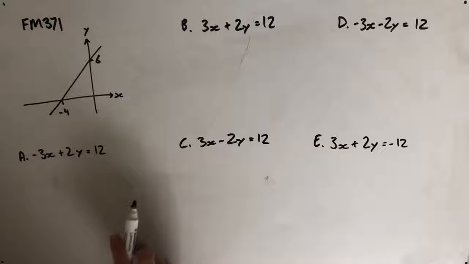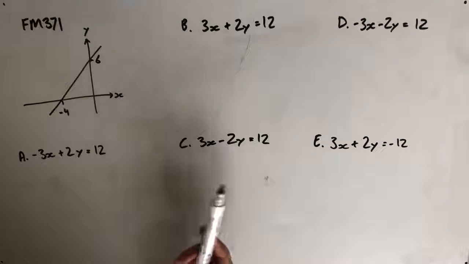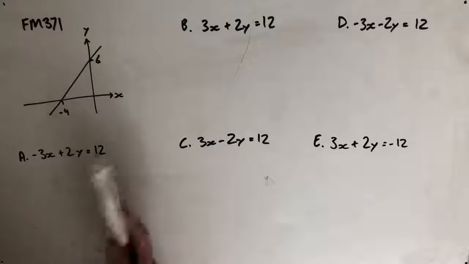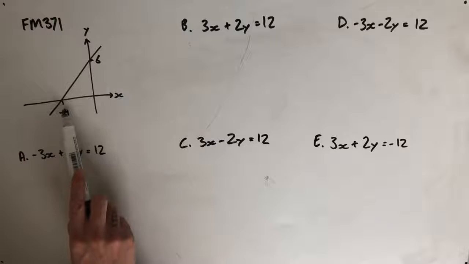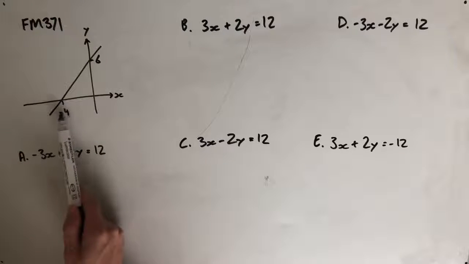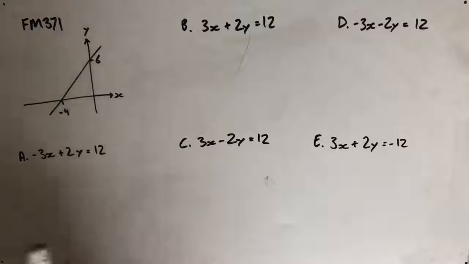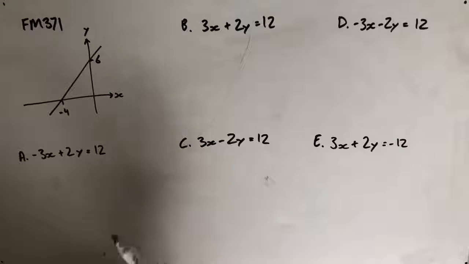This question reads, a straight line is graphed below, and then we're shown a line that crosses the x-intercept at -4 and the y-intercept at +6. An equation for this straight line is, and then we're given 5 different options to look at here.